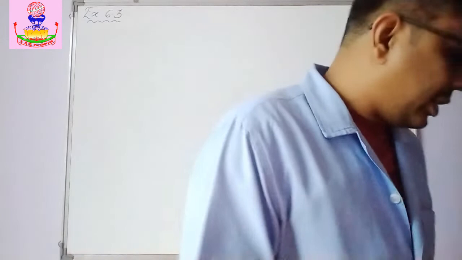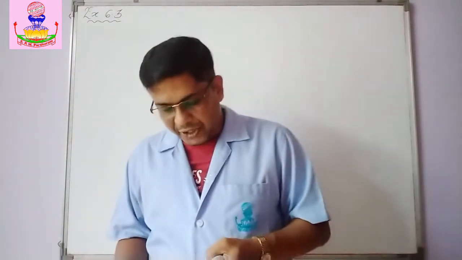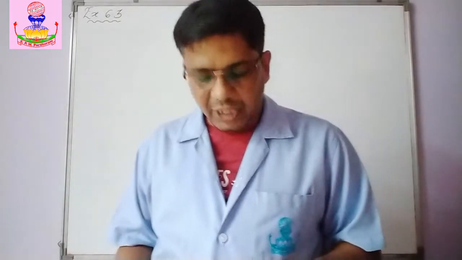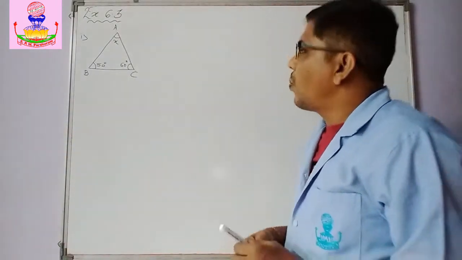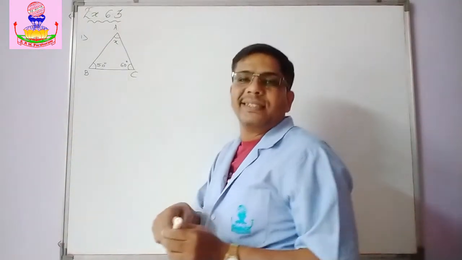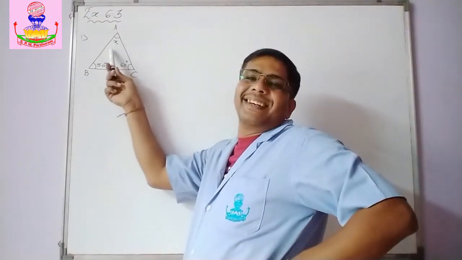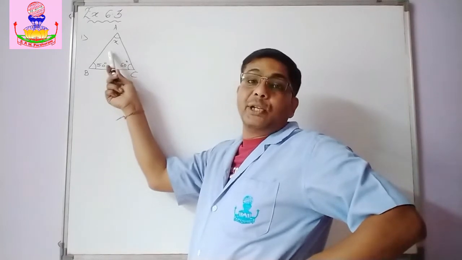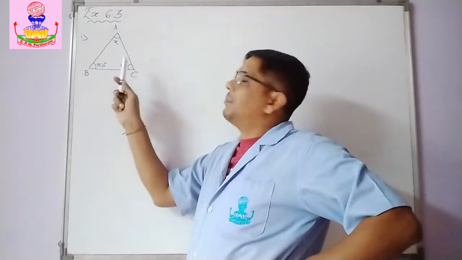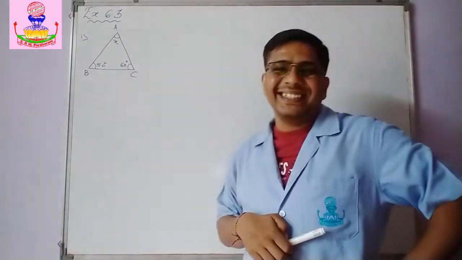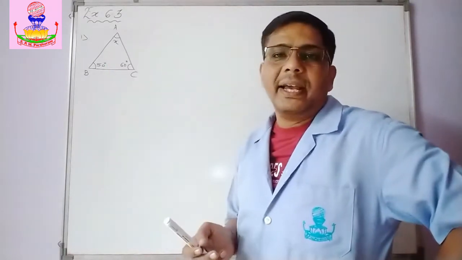From that, question number 1: find the value of the unknown x in the following diagrams. First, you can see you have to find the measure of angle A. It is x, that is unknown. We have to find it. And here, the measure of angle B is 50, the measure of angle C is 60. Right? And so we are supposed to find x.